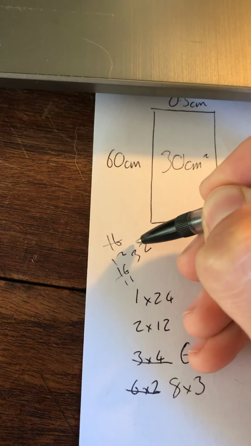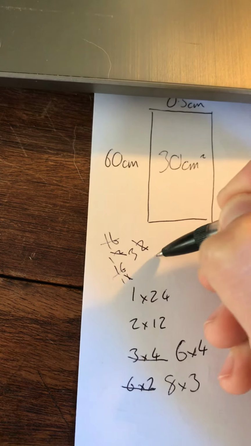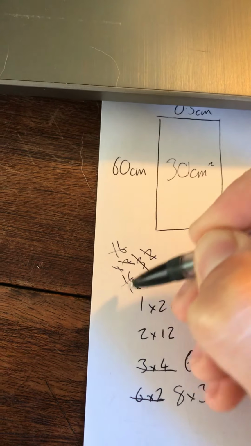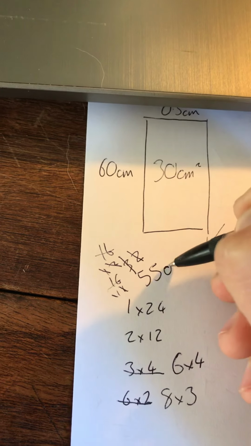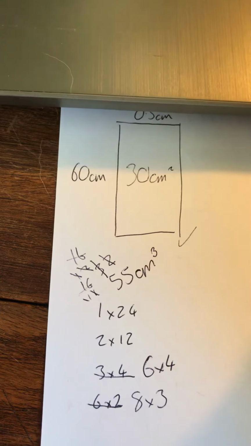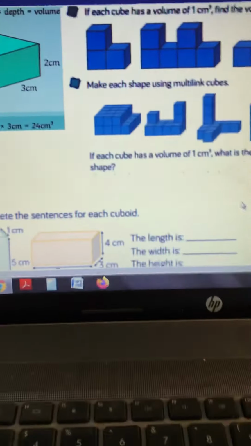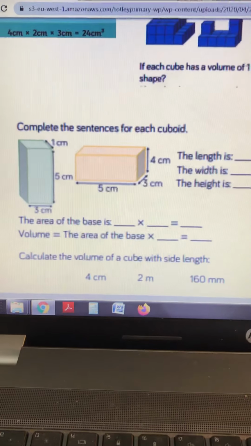Then I'm going to do 2, 4, 5, 30, 40, 55 centimetres cubed. That made me think. There we go.